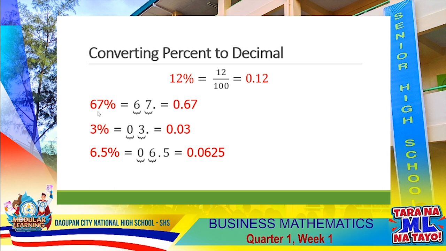In the first example, 67%, we drop the percent sign. We move the decimal point 2 places to the left. We arrive at 0.67. Same thing as 3% to its decimal form 0.03, and 6.5% is the same thing as 0.065.